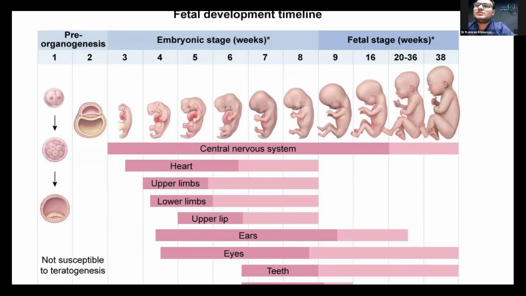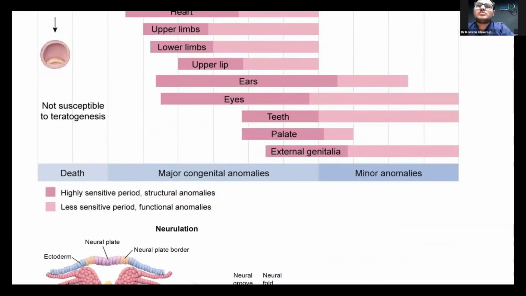Now we are going to discuss the central nervous system. You should know that central nervous system development starts from the end of the third week, from the fourth week, from the 22nd day, and goes till the end. But the most important risk in the central nervous system is till the 16th week. Remember this. From the third to the 16th week are the most at-risk weeks that lead to teratogenic activity. It is written here in the below section: dark means highly sensitive period having structural anomalies. Remember, when there are structural anomalies, that is the dark area.